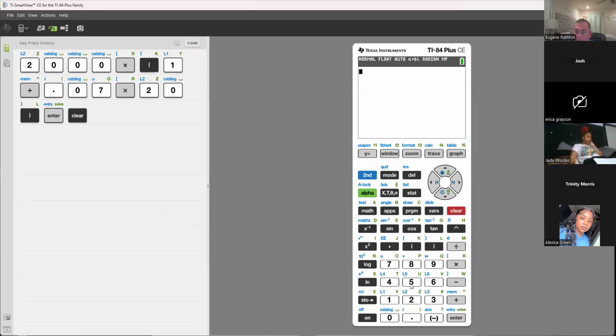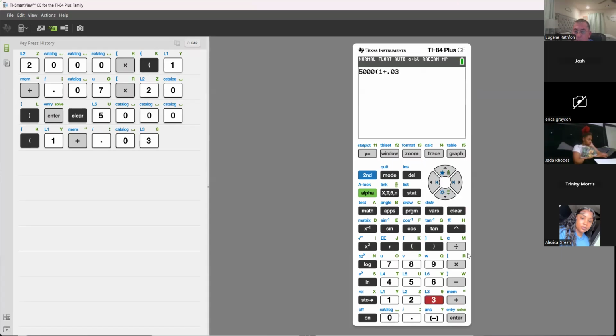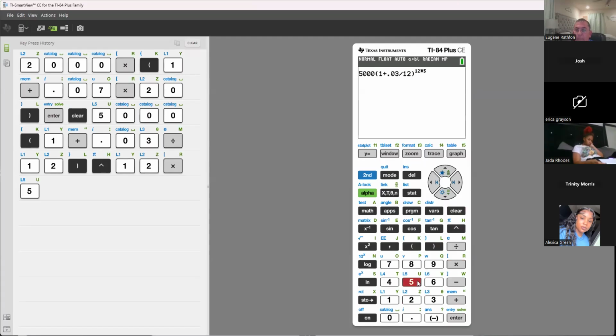All right, so we had 5,000 parentheses 1 plus 0.03 divided by 12. Then we're going to close the parentheses in this upside down V over here by the divide sign on the right. You click that for exponents. And then that was 12 times 5. Alrighty, also, we got that punched in. We're going to hit enter.